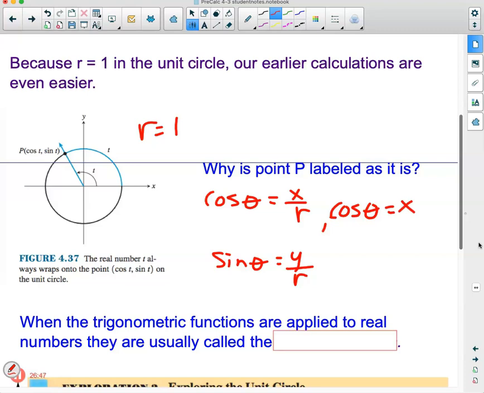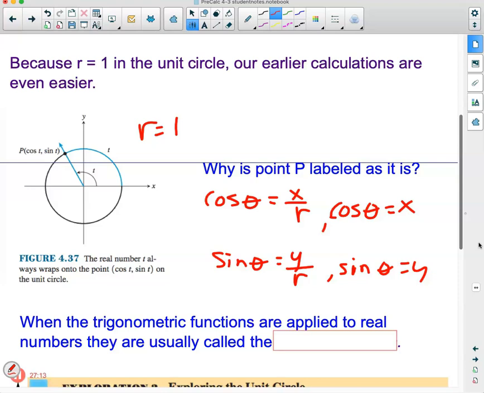So cosine of theta will be x. And if r is 1 down here, sine of theta will be y. So for any ordered pair on the unit circle, we can use the cosine of t and the sine of t to figure out what we have. Now, that one is easy to remember.